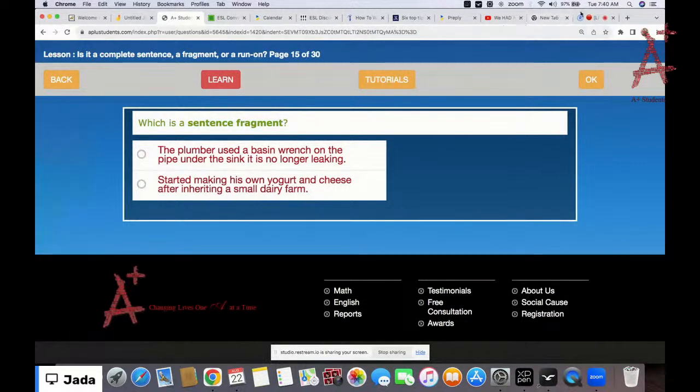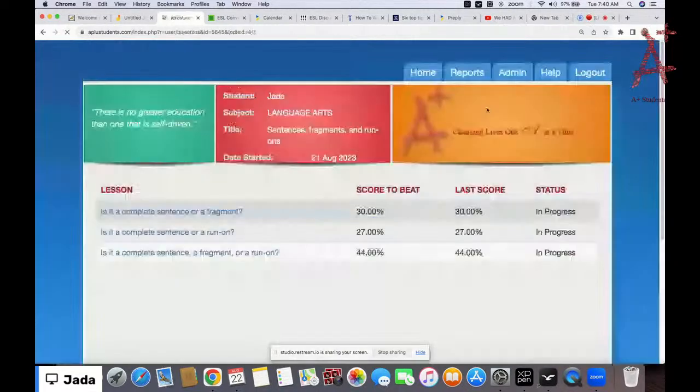Okay, so that's it. I hope that you all can finish up this lesson. Once you're done, it's going to show you completed. All this is in progress because it's not completed yet. So I do hope that you understand.